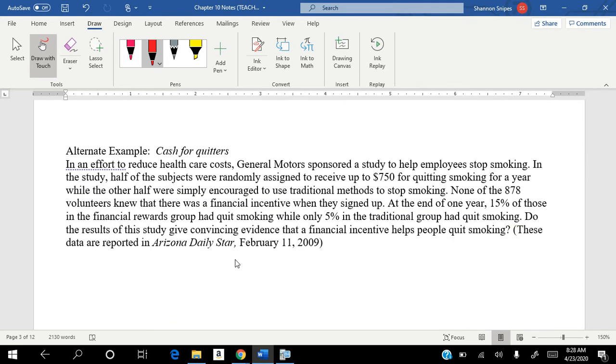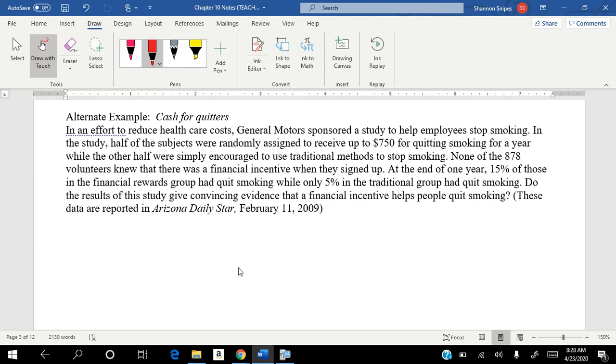All right, so in an effort to reduce healthcare costs, General Motors sponsored a study to help employees stop smoking. In the study, half of the subjects were randomly assigned to receive up to $750 for quitting smoking for a year, while the other half were simply encouraged to use traditional methods to stop smoking. None of the 878 volunteers knew that there was a financial incentive when they signed up. At the end of 1 year, 15% of those in the financial rewards group had quit smoking, while only 5% in the traditional group had quit smoking. Do the results of this study give convincing evidence that a financial incentive helps people quit smoking?